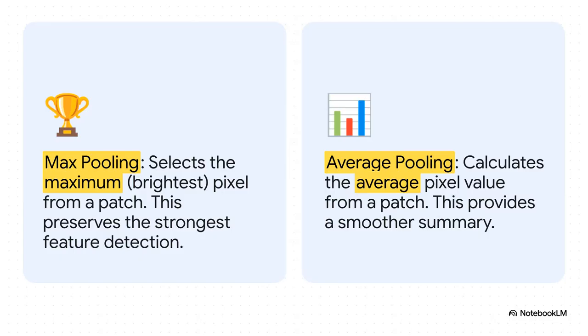And there are a couple ways to do this. Max pooling is the most common one. It just looks at a little window of the feature map and keeps only the highest value. It's like a feature hunter. It's grabbing the absolute strongest signal of that feature in that little area. Average pooling, on the other hand, just takes the average value, which gives you a more smoothed out general summary.